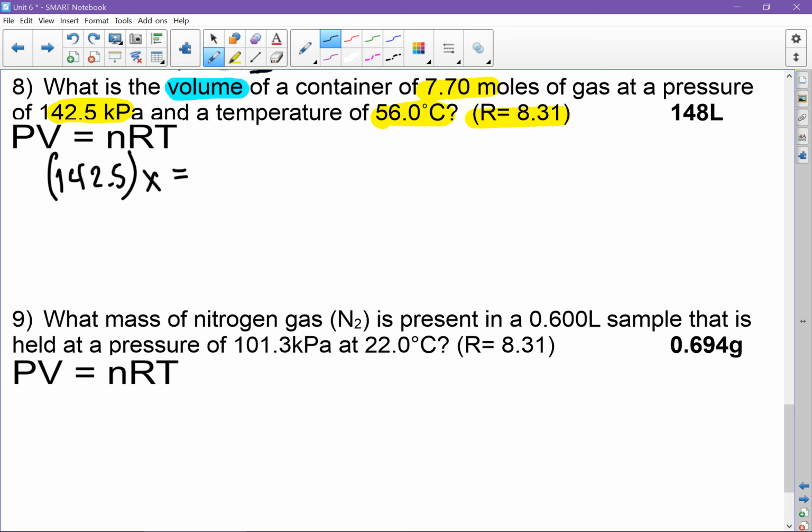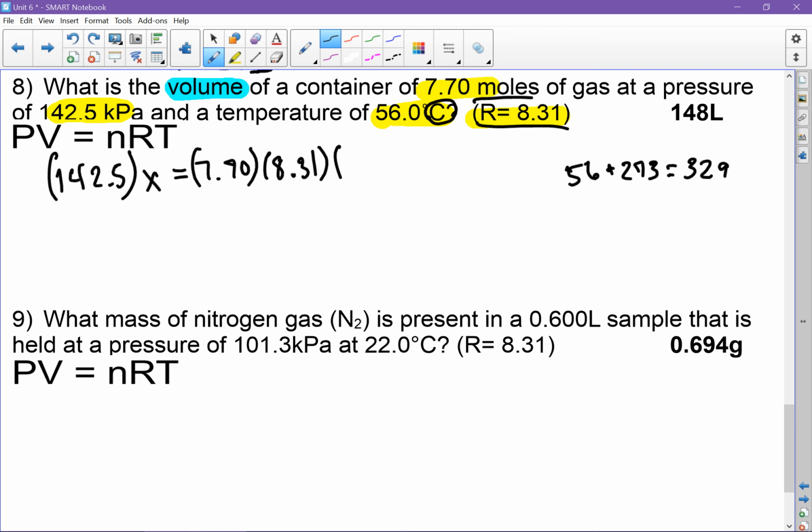N is the number of moles right here, 7.70. R was given to you. And temperature, this says Celsius, but remember the temperature that we need has to be in Kelvin. So you need to add 56 plus 273. That gives me a temperature of 329.